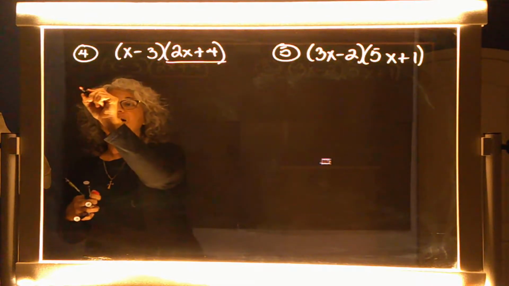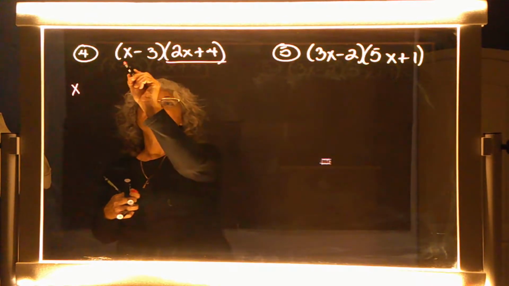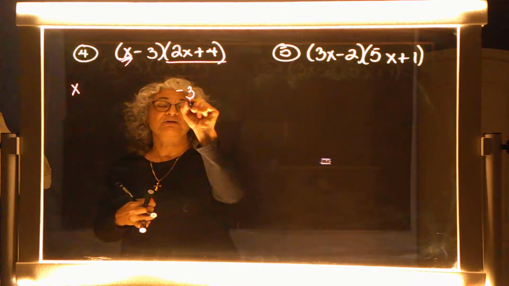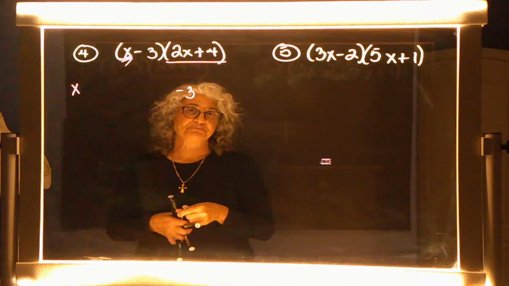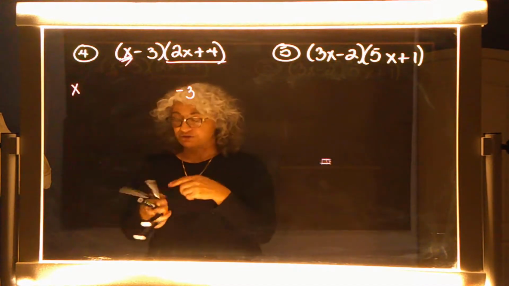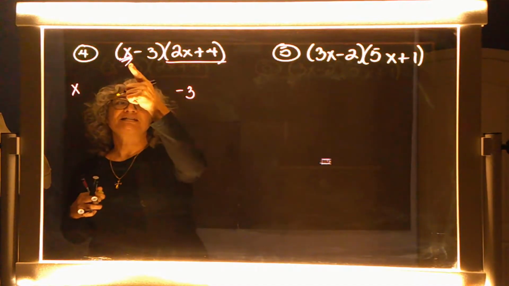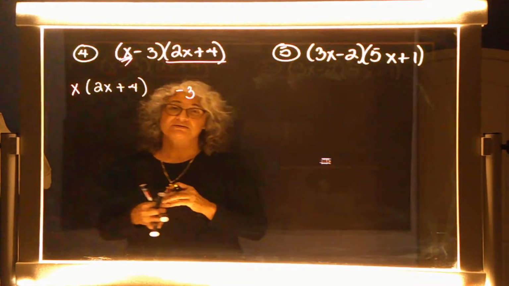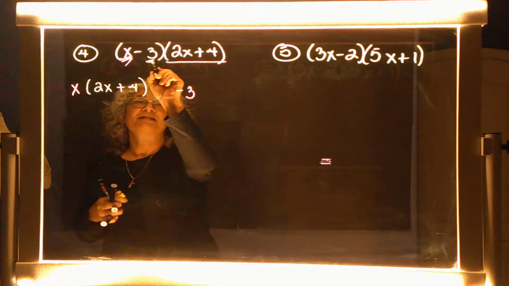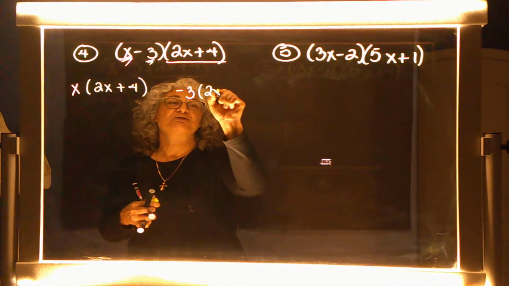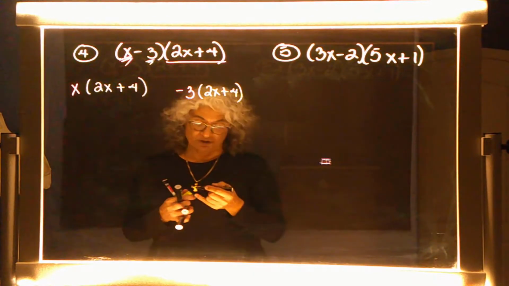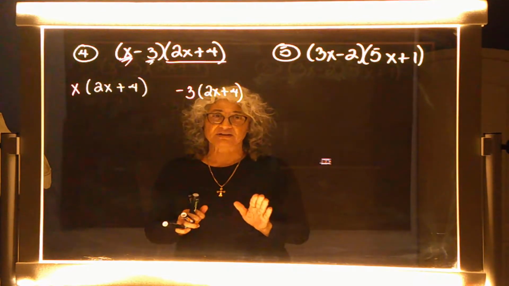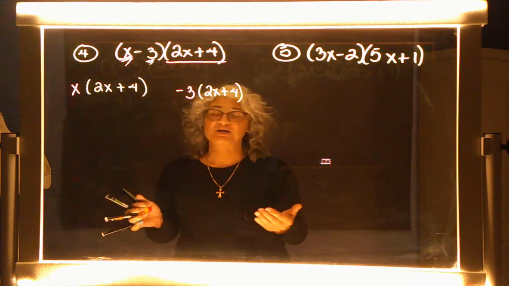One of the terms I have is an x, right? Another term I have in front of that parenthesis is a -3. So here's the deal. I like to call this a double distribution. I am going to take that x and I'm going to have to distribute it to the 2x plus 4. But I'm also going to have to take this -3 and distribute it to the 2x plus 4. So instead of one problem to work on, I actually have two problems to work on. No big deal. We know how to do these distributions. We know how to multiply this.